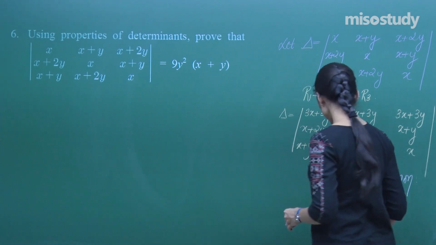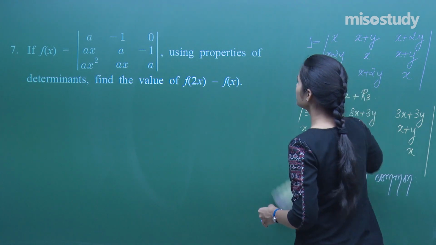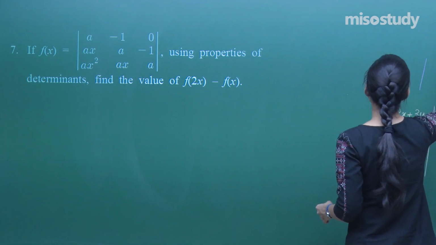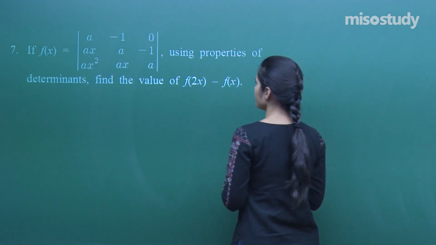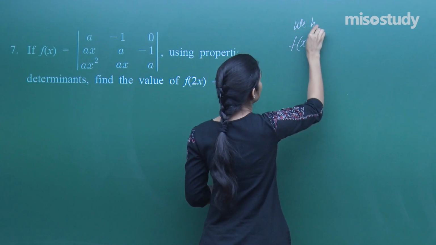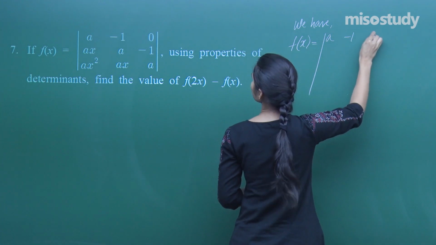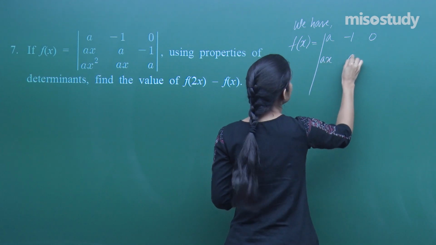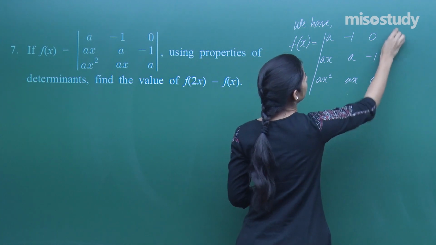Clear? Pretty nice question. Next we have the 7th one. If f(x) is this, using properties of determinant, find the value of f of 2x minus f of x. Now this is a pretty important question. Let's try to compute the value of f of 2x minus f of x. The moment I write f of x as a determinant involving x, we can start: we have f(x) is equal to a minus 1, 0, ax a minus 1, ax square ax a.